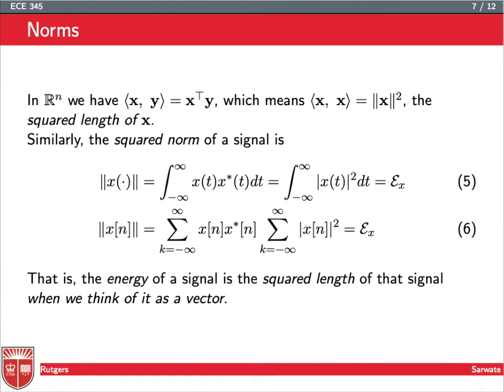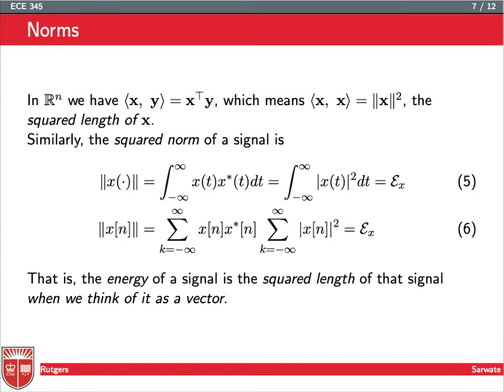In real space, that is, if we look at real finite dimensional vectors, the inner product of x with y is just x transpose y, if you think about it in terms of matrices, which just means that x dot x is the norm of x squared. It's the squared length of x, right? So here we can see the connection to geometry. The magnitude of a vector is the square root of the energy of the vector, right? So the squared norm of a signal is the same thing.